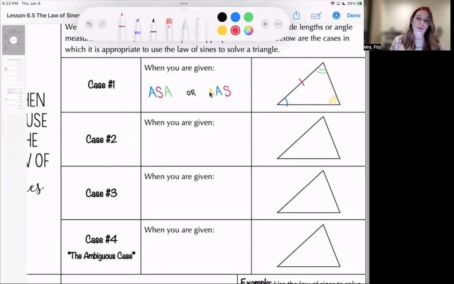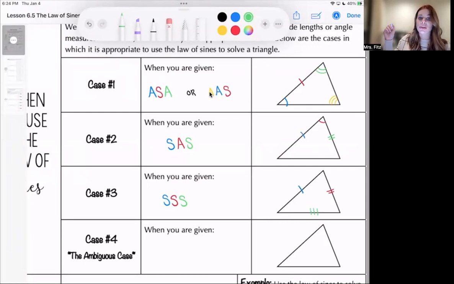Okay, case number two is when you're given side, angle, side. So you're given two sides, maybe this side, and an angle. Note that the other side you're given is also adjacent to the angle that you're given. So side, side, and that angle needs to be squished between the two sides. This is also a case where it's appropriate to use the law of sines. All right, case number three would be if you're given three sides, side, side, side. On your diagram, that would look something like you know this side, you know this side, and you know the third side. This is another case where it would be appropriate to use the law of sines.